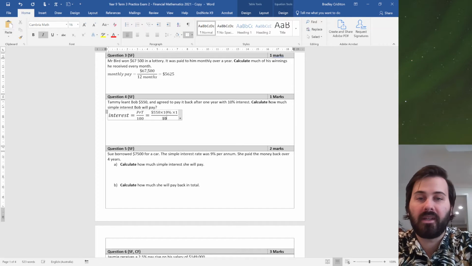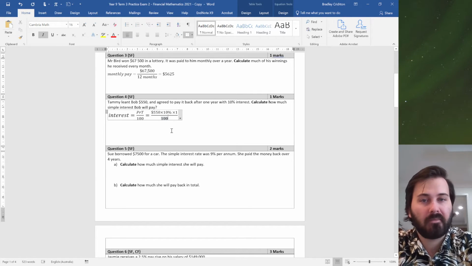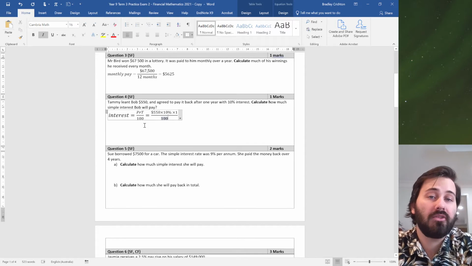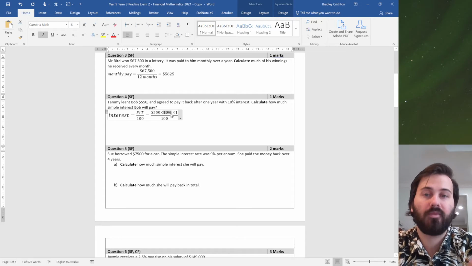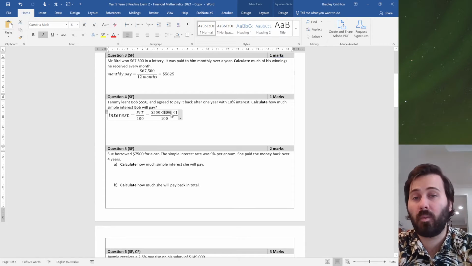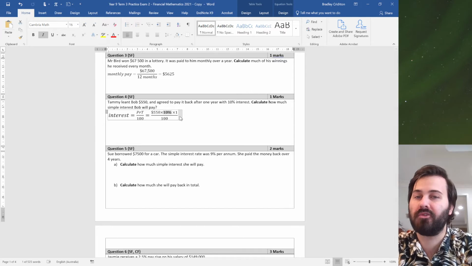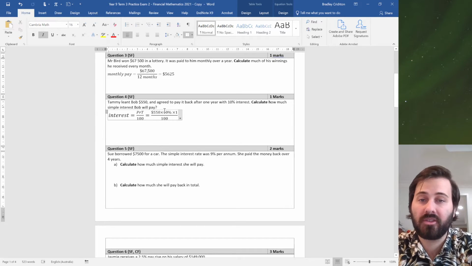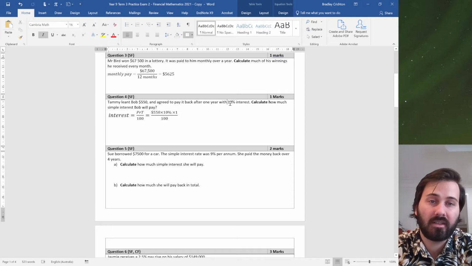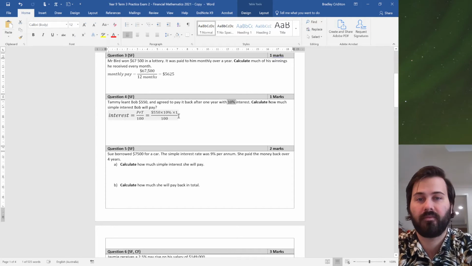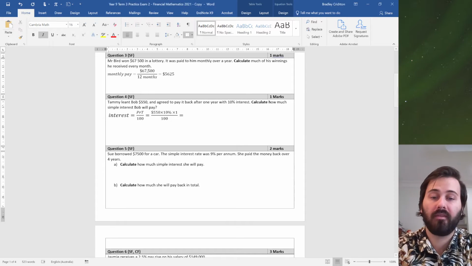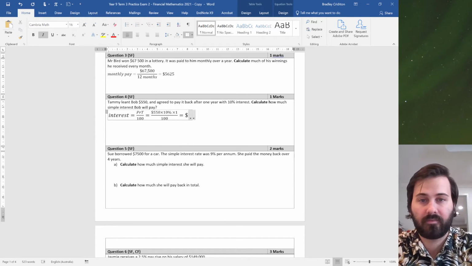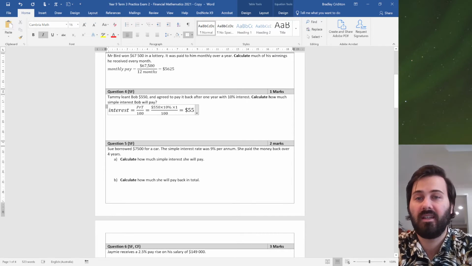We divide that by 100. Now, I'll tell you this now. We don't always have to divide PRT by 100 if our rate is already a decimal. If we convert that straight to 0.1, we don't need to divide it by 100. The only thing that this 100 does is to convert a percentage into a decimal. So let's put this into our calculator. We would get $55. And that's how much interest he would have to pay back.